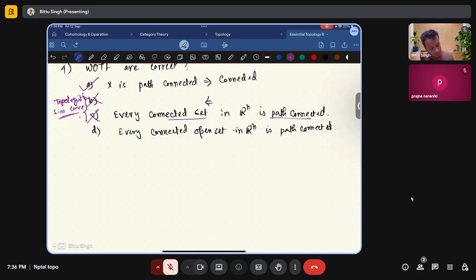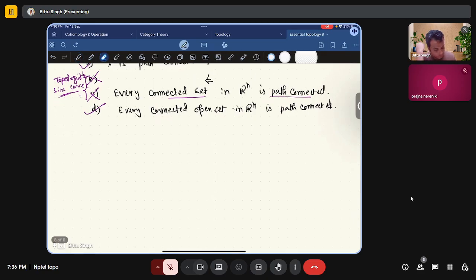So D is also correct. Let us see the property. This is a very important property. Every connected open set in Euclidean space Rn is path connected. Suppose this is a connected subset of Rn. Then, if possible, we can prove it in this way.